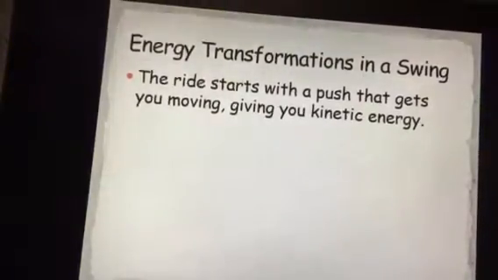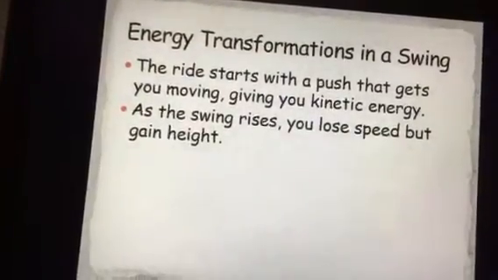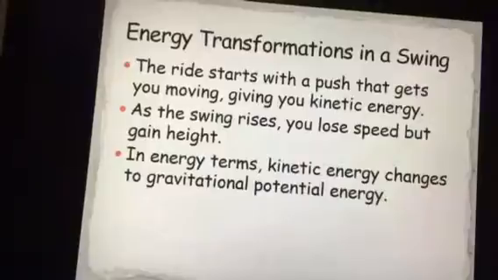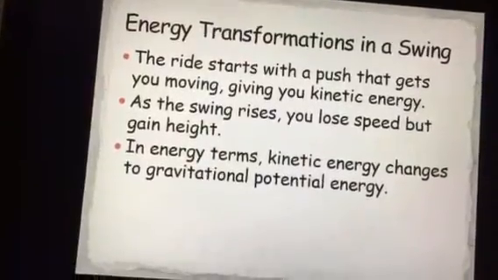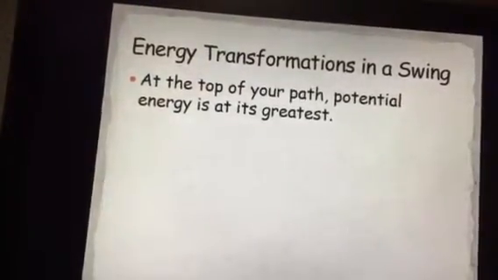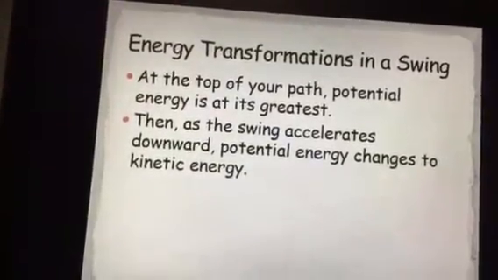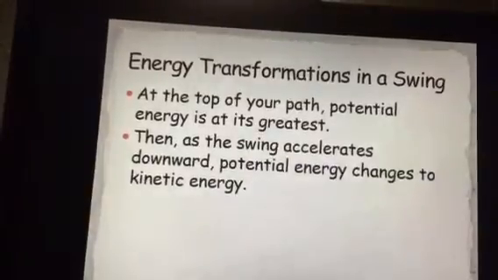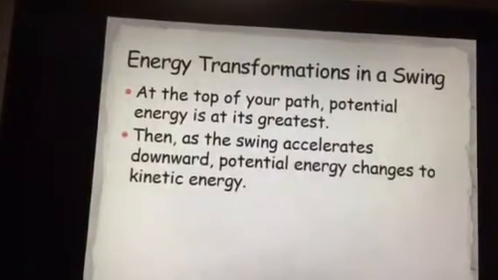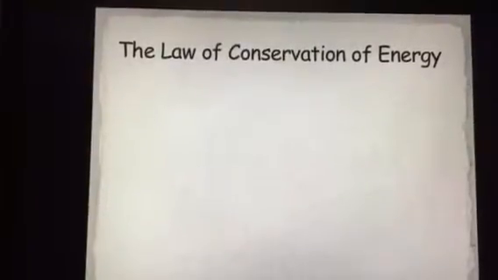So when you start, you'll get a push, start moving. That's giving you kinetic energy from your potential. As the swing rises, you lose speed but gain height. The energy, in terms of kinetic energy, changes into gravitational potential energy, and gravitational potential energy will turn into kinetic energy as you go back. At the top of your path, your potential energy is the greatest, and you have the lowest kinetic energy at this point. As you swing downward, the potential energy will decrease and change into kinetic energy at the bottom. This also follows the law of conservation of energy.